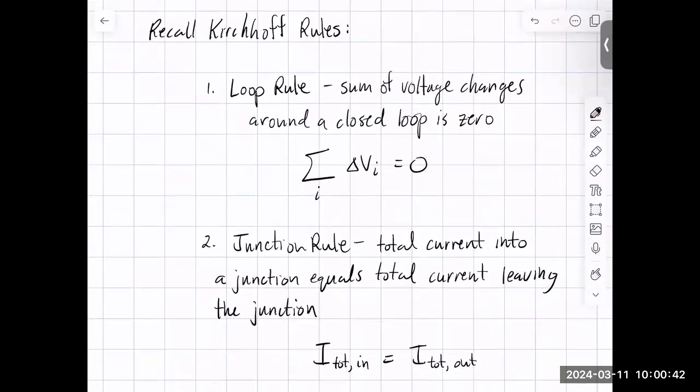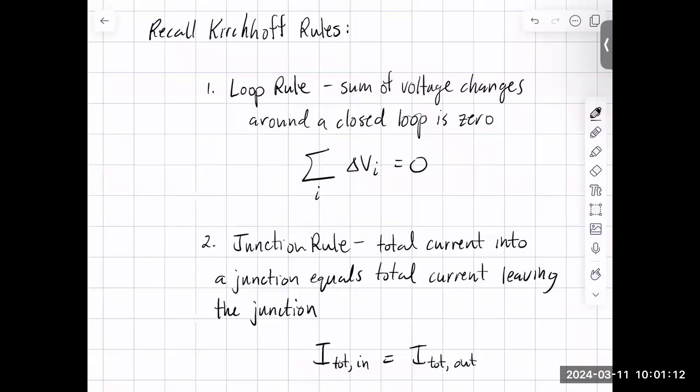Okay, so what I want to do today is build the strategies that we can use to analyze some simple circuits. And the simple circuits that we're going to analyze, which will basically be what we look at for the rest of 121, I guess, for the circuits part of it, are circuits that involve just batteries and resistors. Okay, and the tools that we're going to use to analyze these circuits are the Kirchhoff rules.